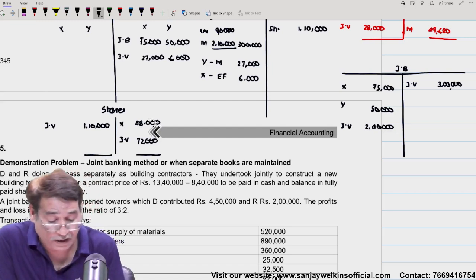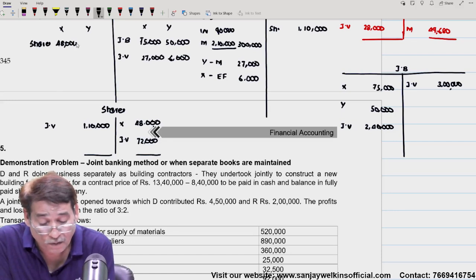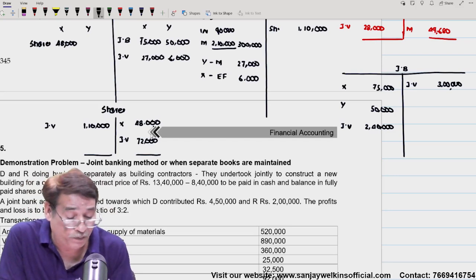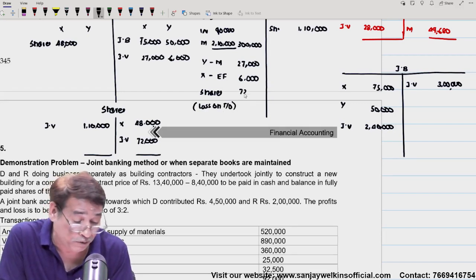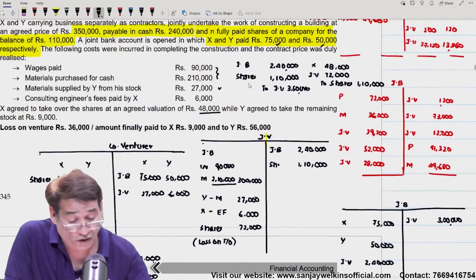Because X account is getting credited in the shares account, on the debit side of X, you will write here to shares 48,000. Is it clear to you? And this loss will be debited to joint venture account. You will write here to shares. You can write in bracket loss on taking over of shares. So 72,000 worth of loss has taken place. This is how you are going to pass the entry for this.